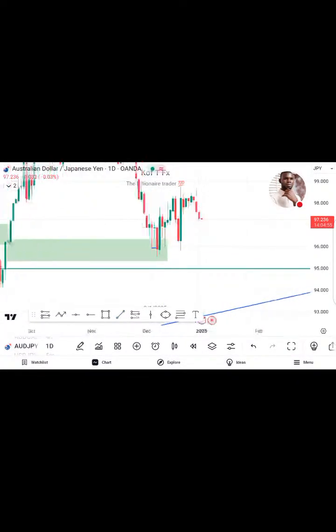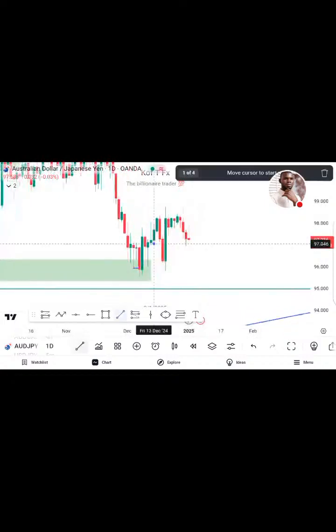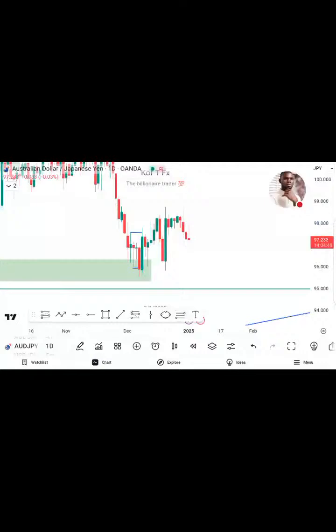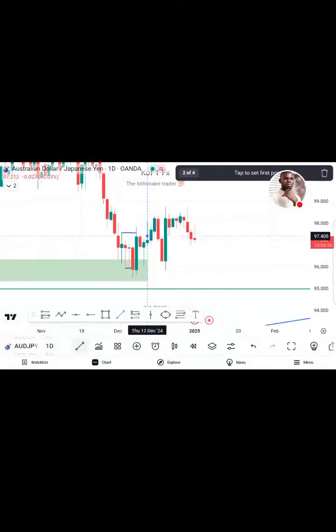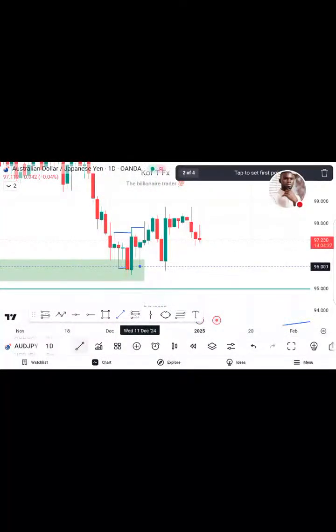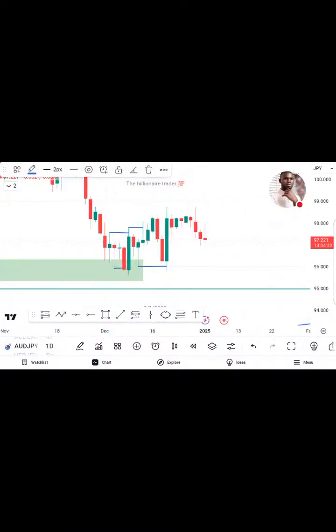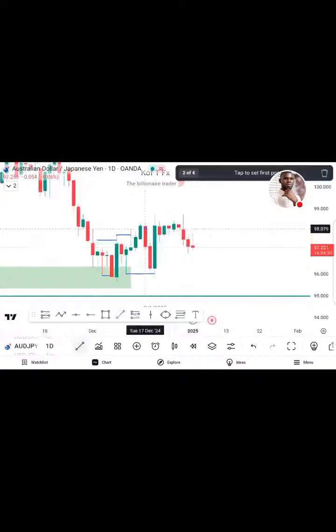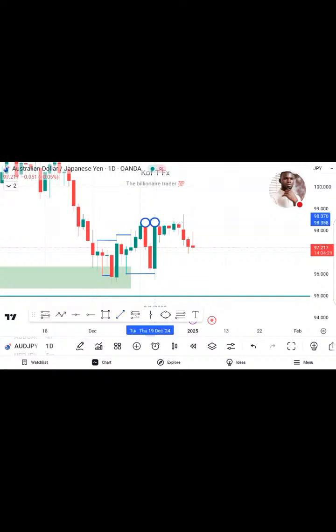We have that liquidity being taken out, and we have this I also being taken out. After taking out that I, we have this I as well being taken out, giving us a BOS, and we have this low being taken out, which is not a break of structure, rather hidden on mitigation. And after that, we have this as well being taken out.